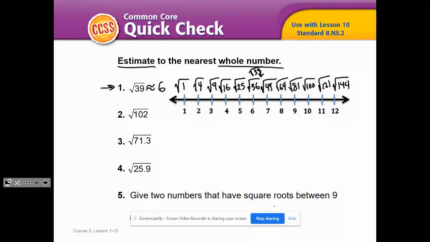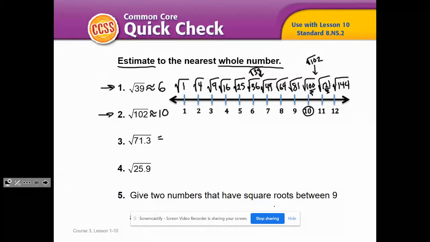Square root of 102. Well, let's use our little tool here. Square root of 102 is going to be somewhere in here. And 102 is closer to 100 than to 121. So we're going to say the square root of 102 is probably closer to 10. So that's approximately equal to 10.